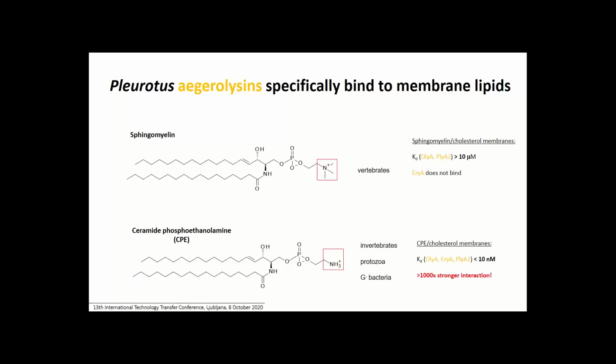You can see that agarolysins interact more than 100 times stronger with these insect-specific sphingolipids. So the presence of these sphingolipids, which are specific to insects and not found in the cells of vertebrates, and the ability of agarolysins to bind to these lipids and to form transmembrane pores in concert with their MACPF protein partners, led us to perform some insecticidal tests in collaboration with the Agricultural Institute of Slovenia.